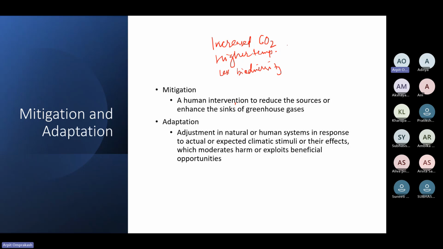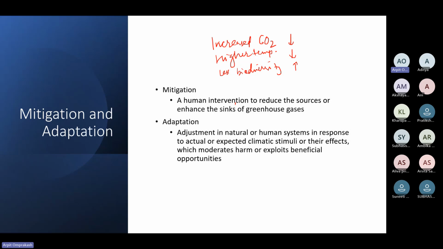So, what does mitigation tell you? Mitigation basically tells you that we need a human intervention to reduce the sources and enhance the sinks of greenhouse gases so that we control this amount of CO2, we reduce the temperature eventually, and this will lead to a higher amount of biodiversity because we are decreasing the CO2, bringing it back to normal levels. So the temperature and the biodiversity should go back to normal levels.